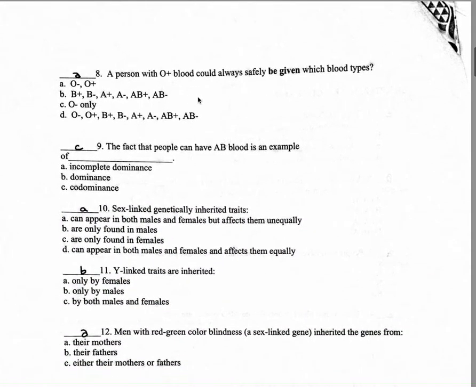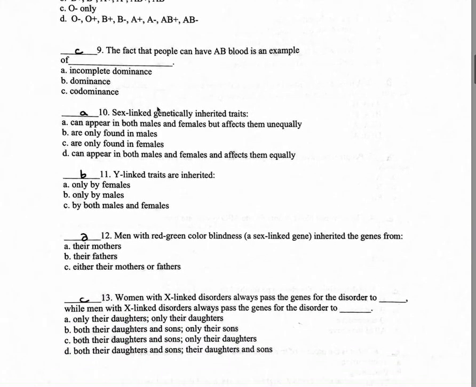Okay, 8, a person with O positive blood can safely be given what type of blood? So who can they receive from? They can receive only from people who are O positive or people who are O negative, because their bodies would produce the B antibody if they are given B blood, or the A antibody if they're given A blood, or the AB antibody, and so their body would attack the blood if they're given anything else.